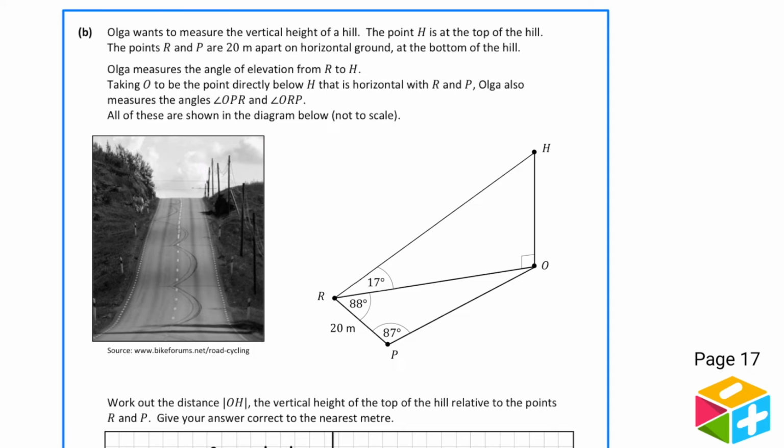In part B, Olga is looking at a point at the top of a hill, H. Olga wants to find the vertical height of this point. There's 2 points on the ground, R and P, which are 20 meters apart. And we know that the angle of elevation from R to H is 17 degrees. We're also told that the angle ORP is 88 degrees and the angle RPO is 87 degrees. We must use this information to find the distance from O to H.